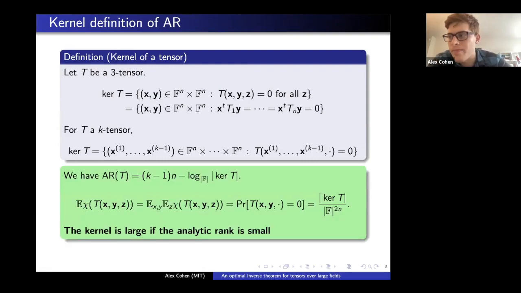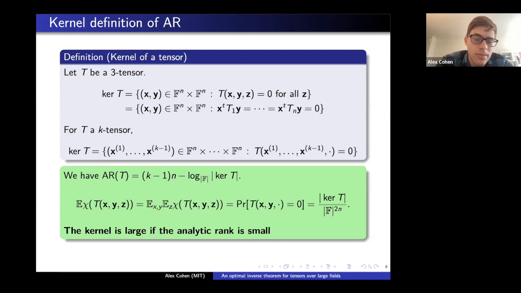Right, so just like the kernel of a matrix is some linear variety, the kernel of a tensor is going to be some nonlinear variety. Okay, and there's an exact formula for the analytic rank in terms of the size of the kernel, which generalizes the calculations from the prior slide. I have a one-line formula showing this: it's k minus 1 times n, which is the total number of input variables, because there are n variables for each xj, and there are k minus 1 xj's, minus the log of the size of the kernel.